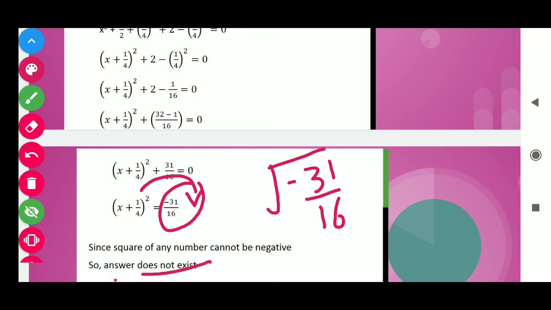So students, today we have discussed the completing the square method. Okay, keep practicing this method more.